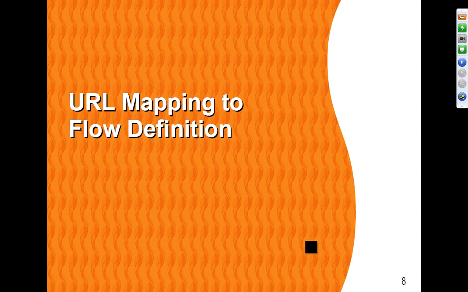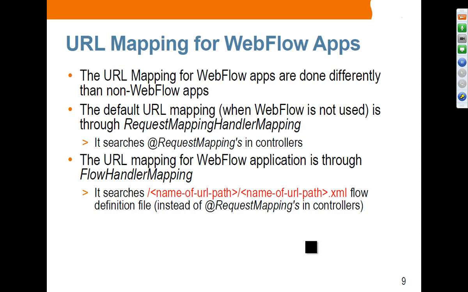Alright, so URL mapping to flow definition. URL mapping for WebFlow applications is done differently than for non-WebFlow applications. So far, when WebFlow is not used, the default URL mapping is through the request mapping handler mapping interface and its implementation.